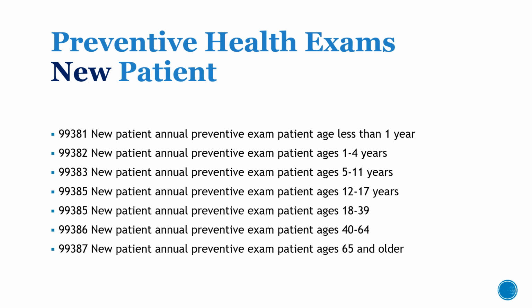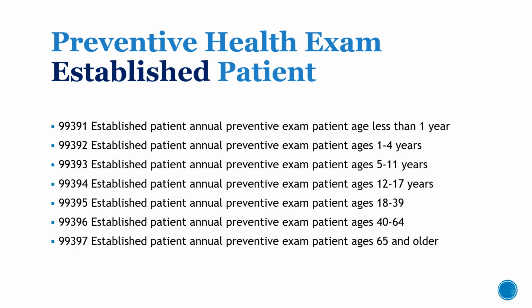There are different codes for preventive health services, new patients, and these, as you will notice, are based on the age of the individual being seen for the preventive health services. Logically, just as there are preventive health exam codes for your new patients, there are special codes for your established patients. They are based on the same age ranges as the new patient preventive health codes are.